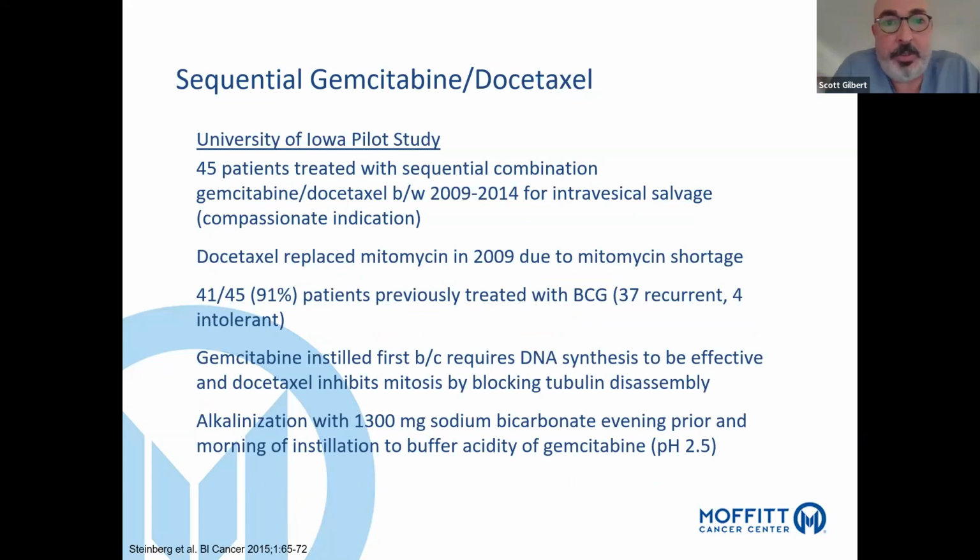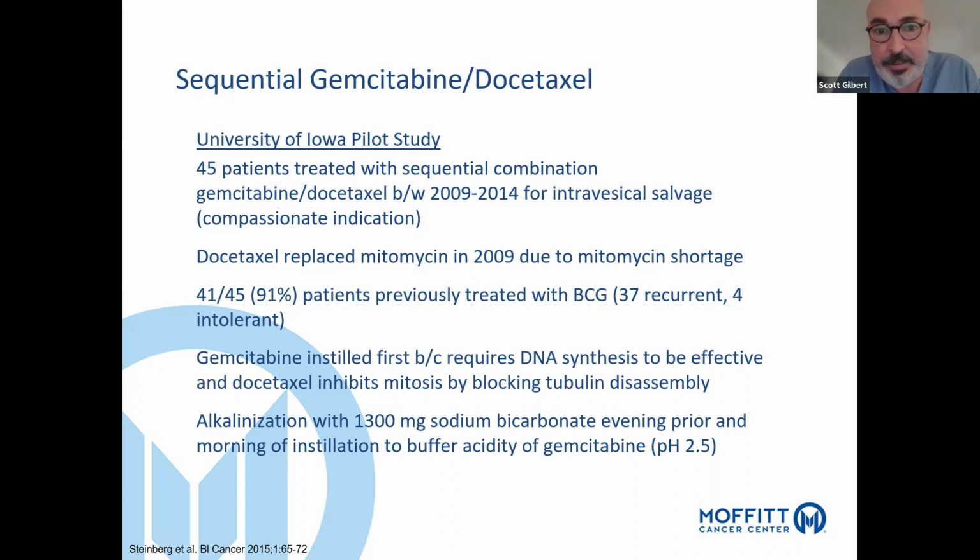So the regimen was switched to docetaxel as the data came out of Columbia on single agent docetaxel, and there was also a mitomycin shortage. So they flipped to gemcitabine and docetaxel at the University of Iowa, which is where Mike O'Donnell practices, and he's kind of championing this regimen.